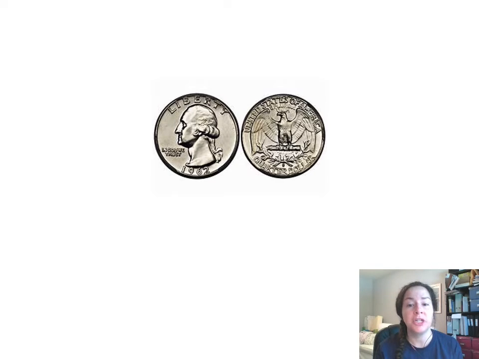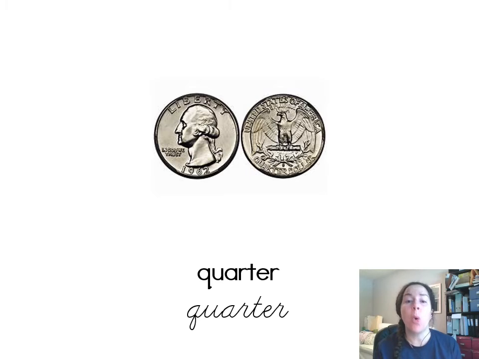This is called the quarter. And the quarter has George Washington on one side. George Washington was the first president of the United States. And on the other side of the coin, it shows an eagle. Because the eagle is the national symbol, the national bird symbol.